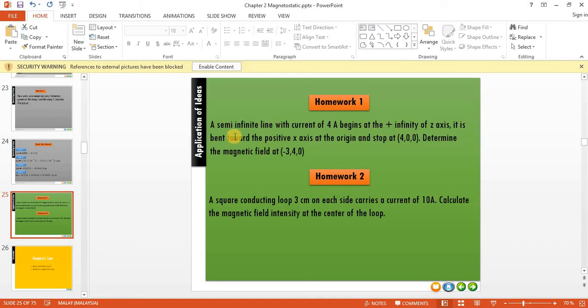It is bent toward the positive x-axis at the origin and stops at this point. So when the current filament extends from positive infinity, it will stop at the origin first. After that, you bend it to the positive x-axis direction, and it stops at this position. So you have to find the magnetic field at this point.